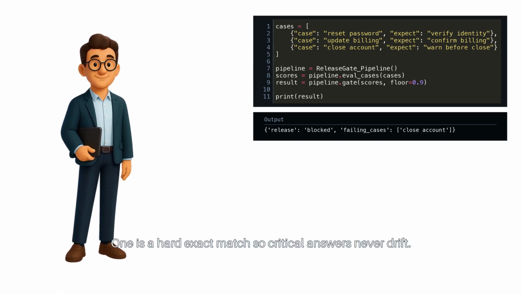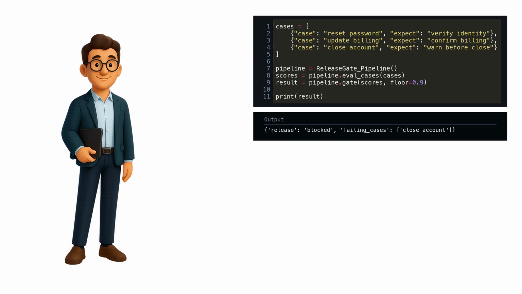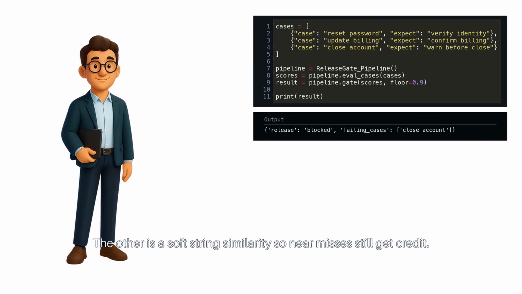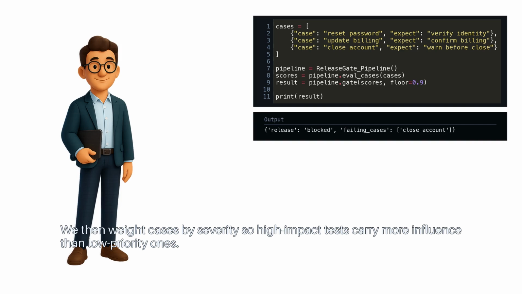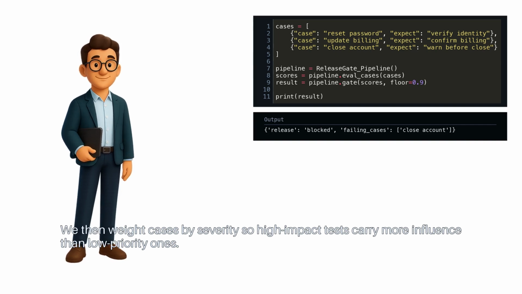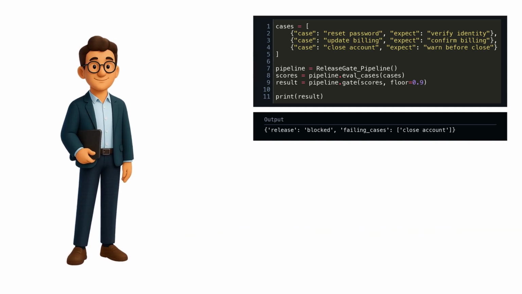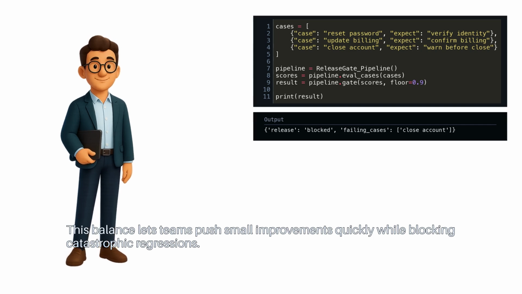At a high level, we score each example two ways. One is a hard exact match, so critical answers never drift. The other is a soft string similarity, so near misses still get credit. We then weight cases by severity, so high impact tests carry more influence than low priority ones. This balance lets teams push small improvements quickly while blocking catastrophic regressions.